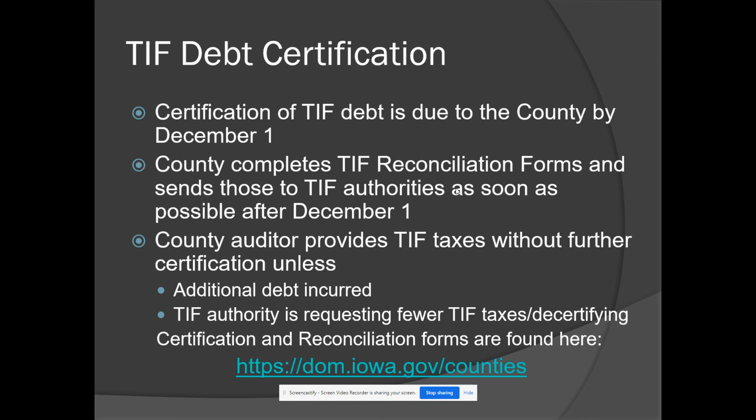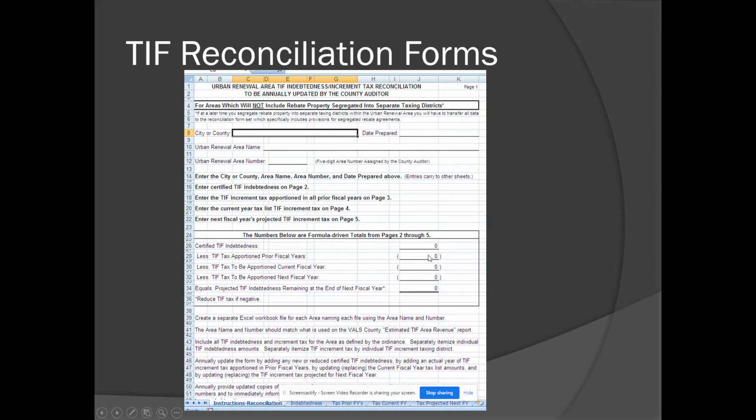You can find them by going to dom.iowa.gov/counties. And this is just an example of what the form looks like. It is an Excel form that you can download onto your machine. This is a reconciliation form, and you can use that form as you communicate to your TIF authorities.